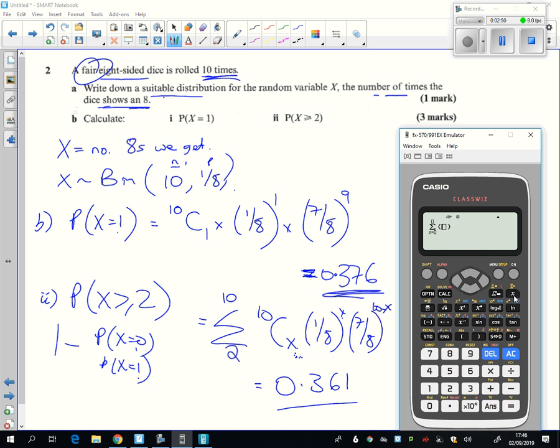So I'm tapping here. What am I doing? I'm doing 10 choose x times by 1/8 to the power of x times by 7/8 to the power of 10 take away x. And I'm adding that up between 2 and 10. I want the 2 because it says or equal to, all the way up to 10, and it thinks about it for a while. There you go, 0.361.